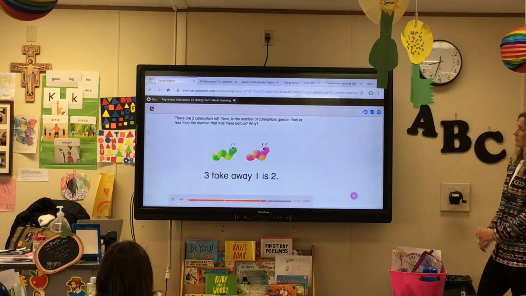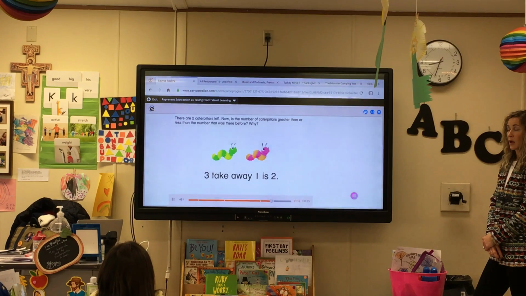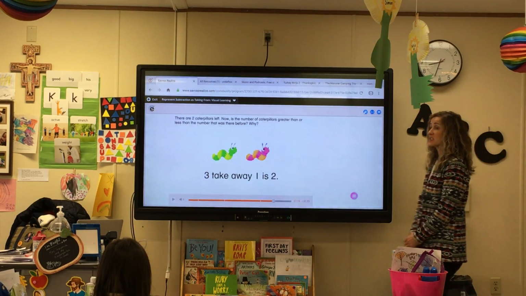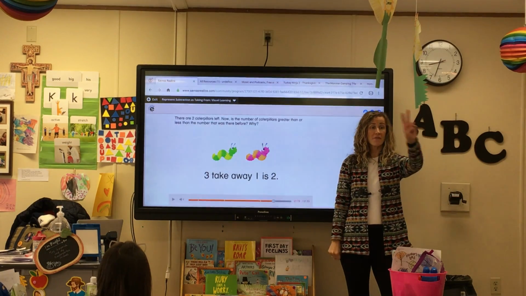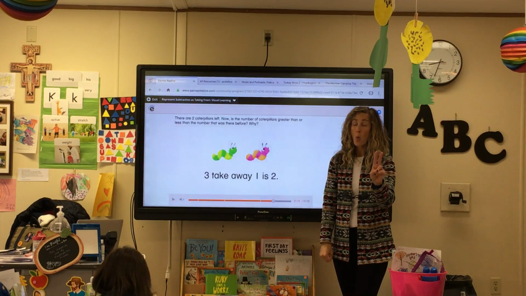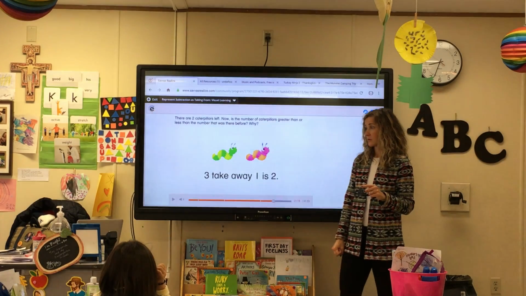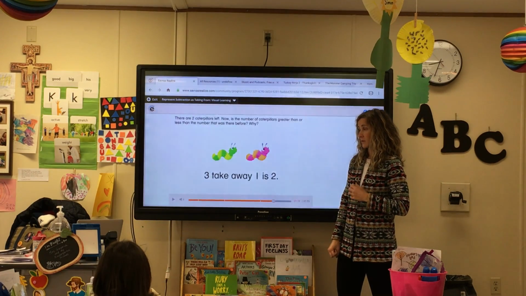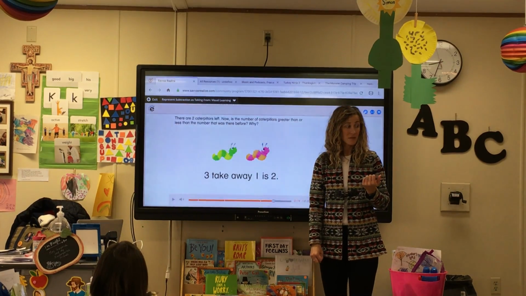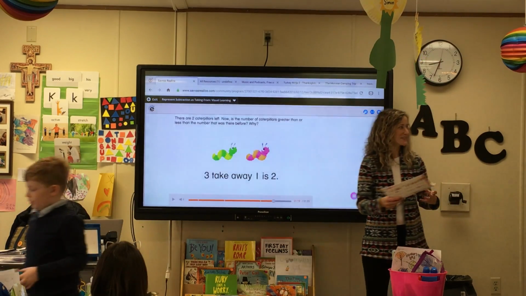Now, is the number of caterpillars greater than or less than the number that was there before? Less. Okay, very good. So it's less. We had 3. But now we have only 2. So that means we have less caterpillars, right? Why is that? Elena? Because if one gives something to eat, then it means the other caterpillar is left. Okay. Awesome. Yeah. Okay.